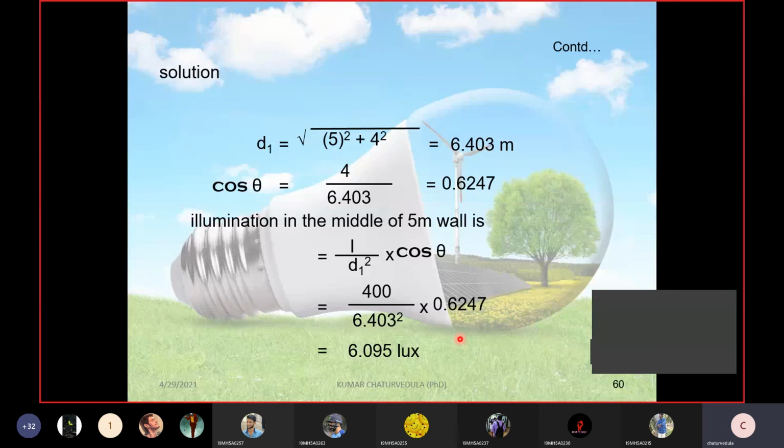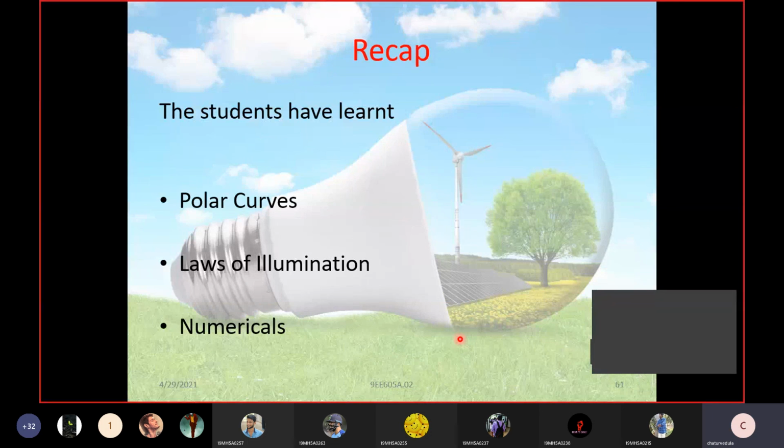With this we will complete today's lecture. The students should be able to understand what polar curves are, what the laws of illumination are, and some numerical problems. Hopefully you will keep taking running notes.